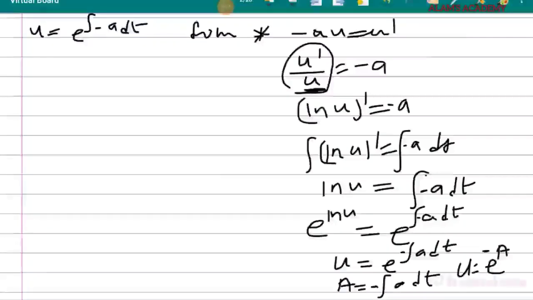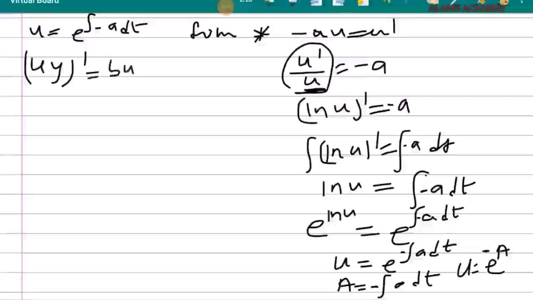Okay, now we go to substitute this back into equation 1. We substitute it back into equation 1, which was u y all prime equal to b u.